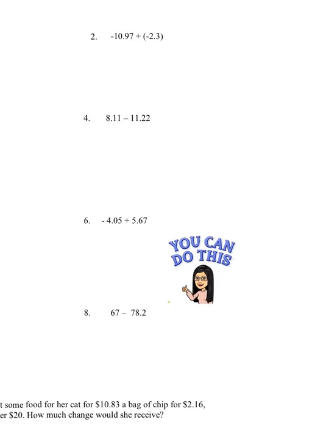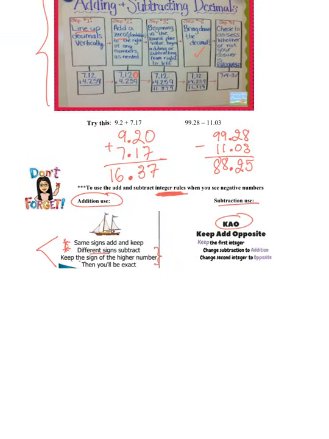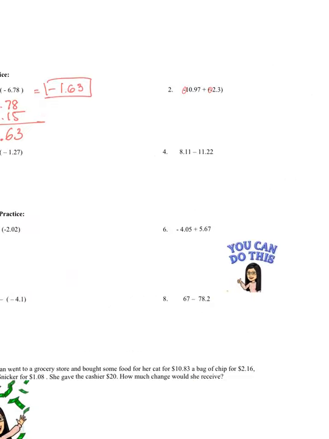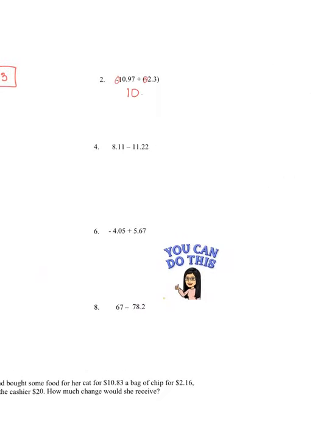Number 2. Are they same side or different side? They are same side. So for same side, you're gonna add and keep the side. So I'm gonna add them up. 10.97 add 2.3. Okay, fill in the 0. 7 add 0, 7, 9 add 3 is 12. Carry the 1. 2 add that 1 will be 3. Put down the 1. And then don't forget the decimal. Now, same side, add and keep the side. So the answer will be negative 13.27.